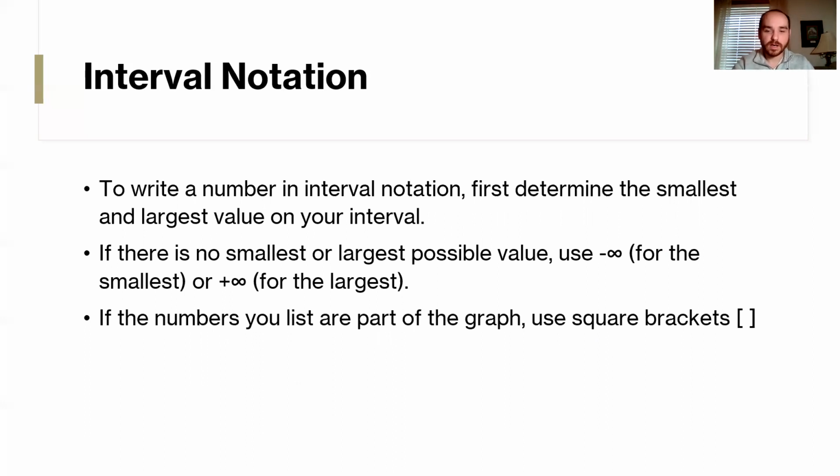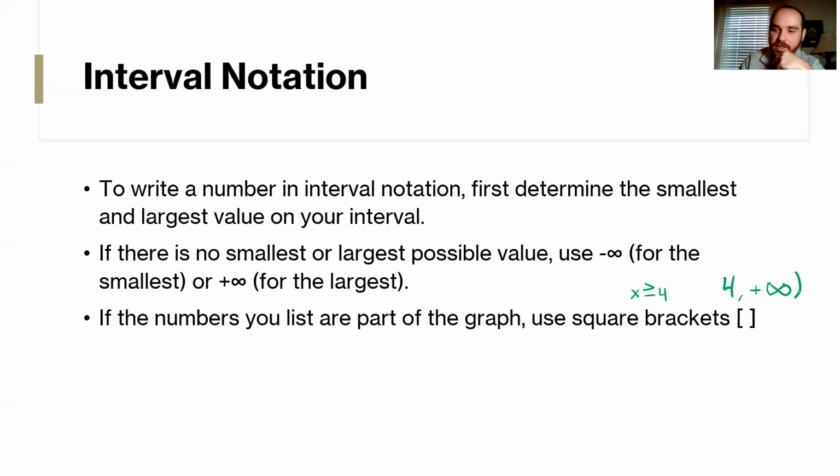If the numbers you list are a part of the graph, you use square brackets. So for instance, if I have x is greater than or equal to 4, right? First of all, my smallest value possible is 4. If I picked 3, then x is no longer greater than or equal to 4. So 4 is the smallest possible value, which means I'm going to have 4 on the left side of my interval notation. It can go on forever. There's no limit, right? I can do 10 million and that still satisfies this condition. So it goes on to positive infinity. So that's going to be my maximum on the interval.